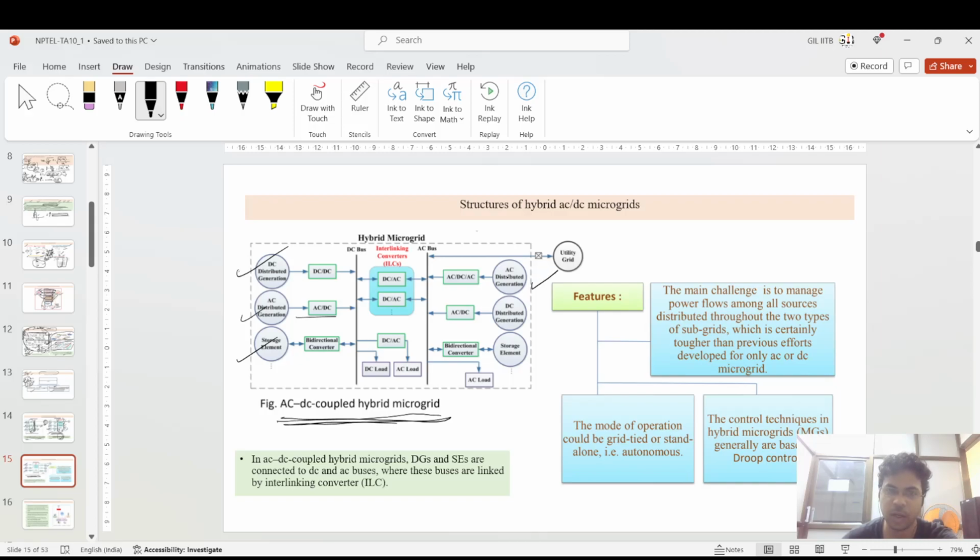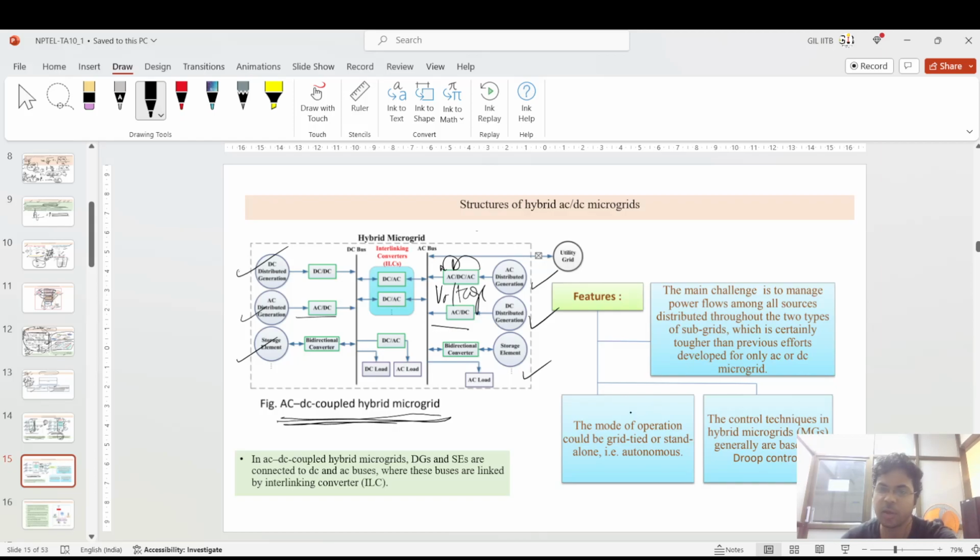Same on the right side: if you have AC distribution at the AC bus bar, then you have to convert from AC to DC to AC to match the voltage level from the generating source, and the DC distribution from DC to AC in the storage system. This is actually a main challenge. The main challenge in managing this power flow is that multiple operations are there.